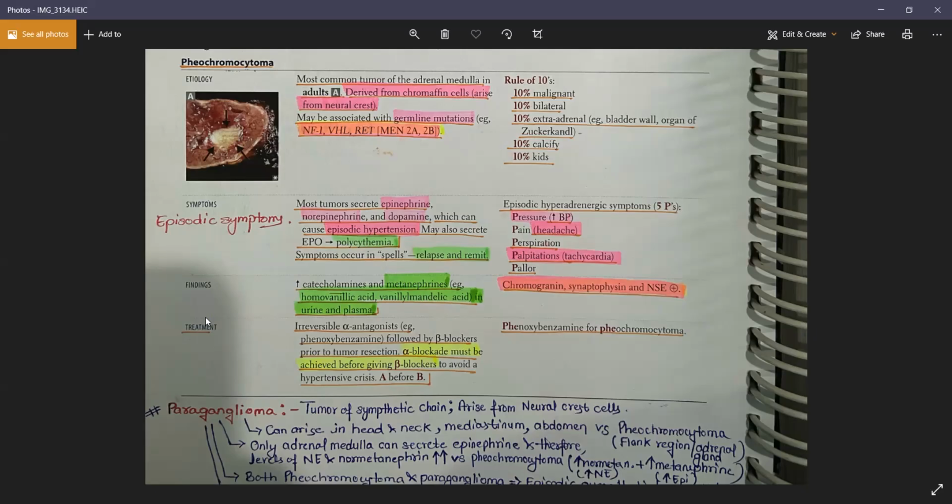Anyone? To prevent unopposed alpha activity. Sorry, I didn't understand, can you repeat it again, please? To prevent unopposed... You can please write it in the chat box. To prevent hypertensive crisis. I'm not getting a clear voice. I'm sorry about that. Please write in the chat box, whoever is answering.